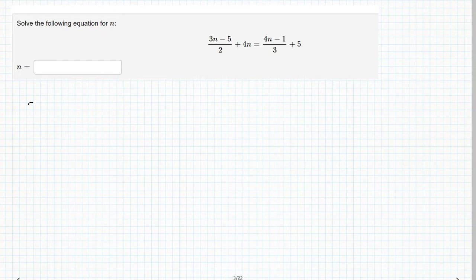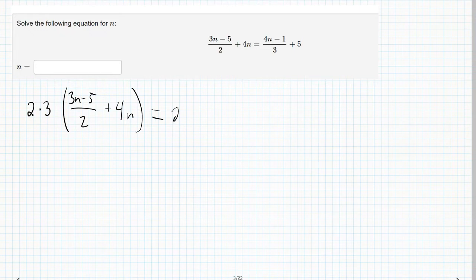So notice, if we take 2 times 3 times all this stuff, so we go 3n minus 5 over 2 plus 4n. Remember, if we do it to one side, we got to do it to both sides. And then we'll do the 2 times 3. And the only reason we chose 2 times 3 is because those are the denominators in both of those parts. So as long as you do it to both sides and make sure the whole side's in parentheses, you're going to be in good shape. Okay, so now where do we go from here?